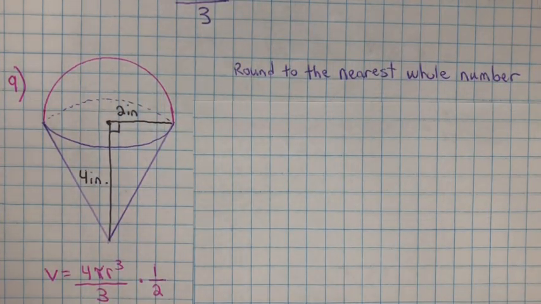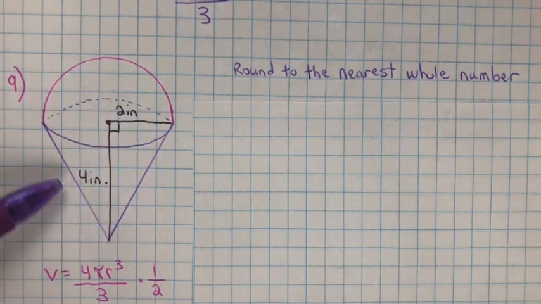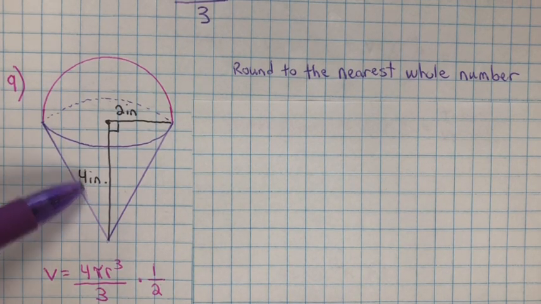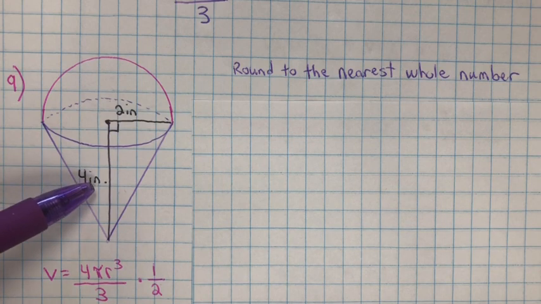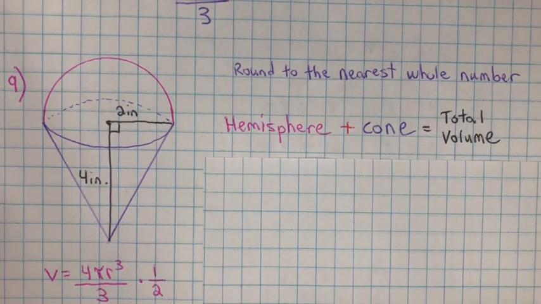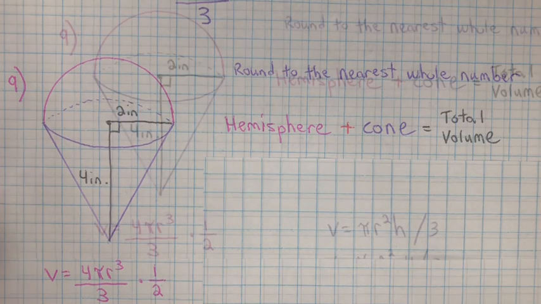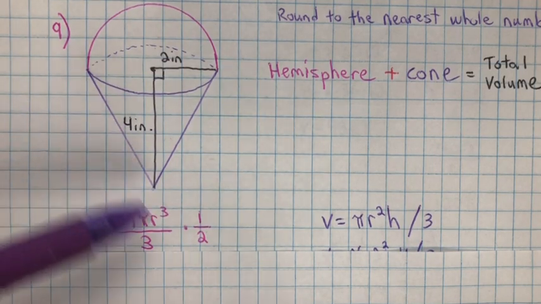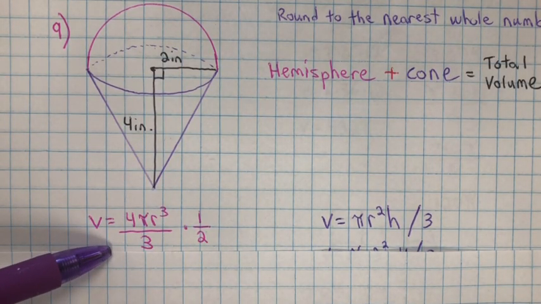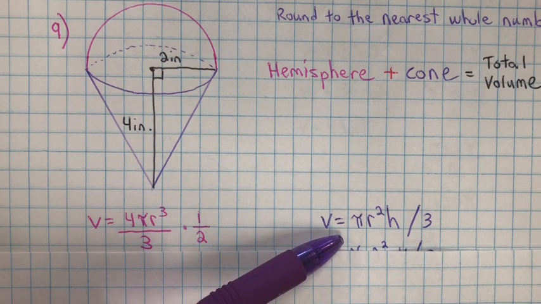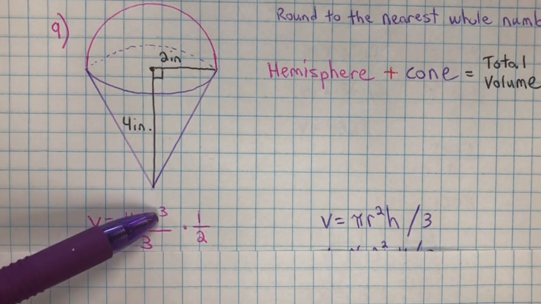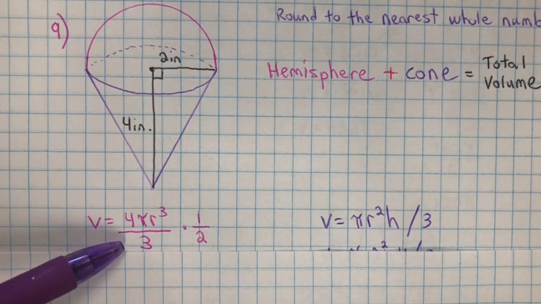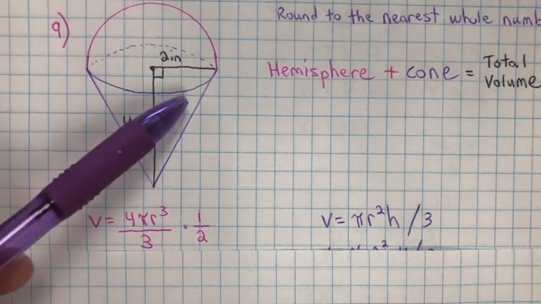For number 9, we need to find the total volume of this figure. This is a composite, so we have 2 figures put together. We have a hemisphere and we have a cone. So the hemisphere plus the cone will equal the total volume. So in order to find the total volume of this figure, we need the formula for the volume of a hemisphere and the volume of a cone. 4 pi r cubed divided by 3, then multiplied by 1/2, or you're dividing by 2 at the end because it's half of a sphere.